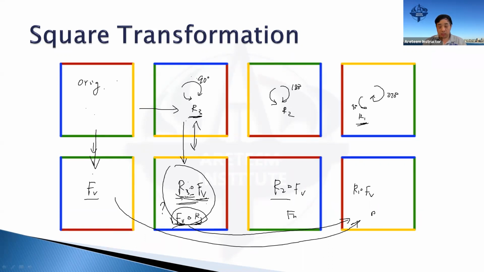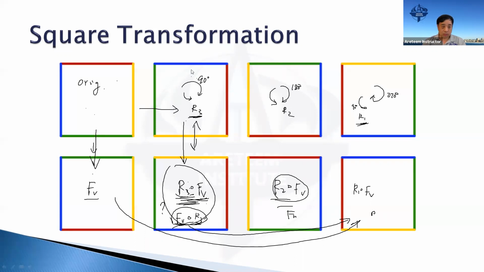So switching the order actually gives a different result. That particular one means it's not commutative. Here, if you switch them, you probably still end up in the same place, no problem, but that one is different. So the transformations with reflection involved are not commutative. That's the point here.